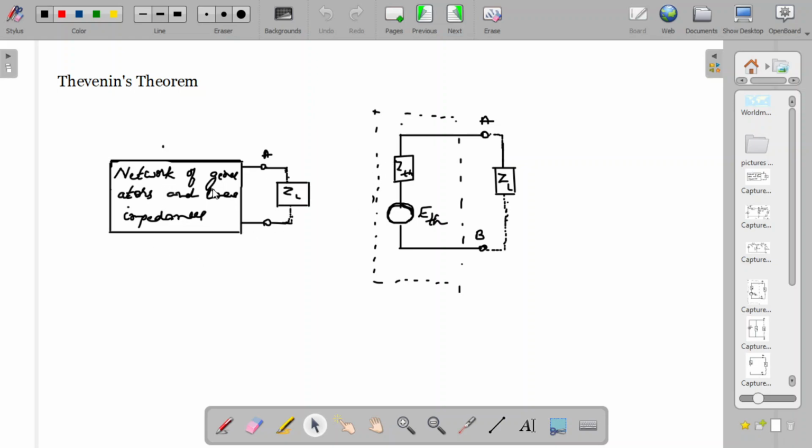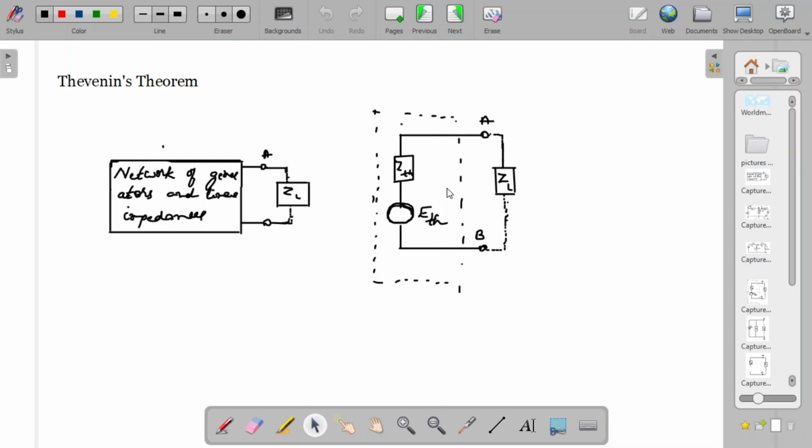So here we know that when you have a network of generators and impedances, it can be replaced by a single source ETH, and the whole set of impedances can be replaced by a single impedance ZTH, both of them in series. So this complicated network ending at the two terminals A and B can be replaced by a very simple circuit, again ending at the terminals A and B. So this much part was made equivalent to this much part.